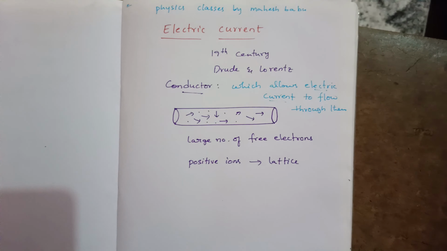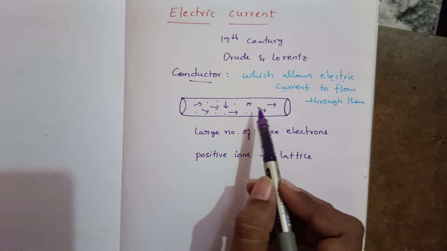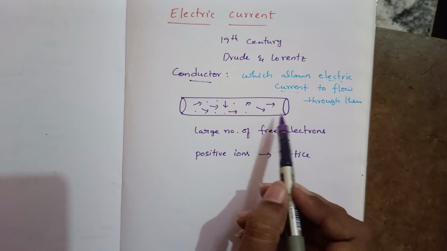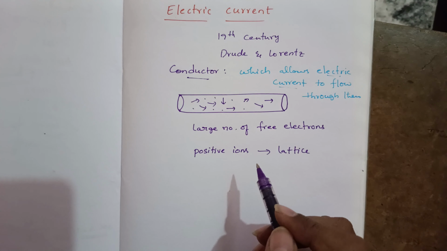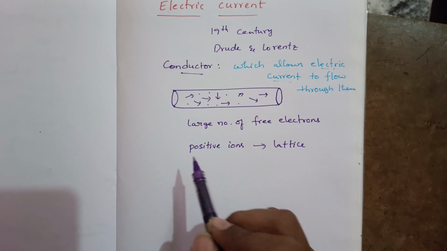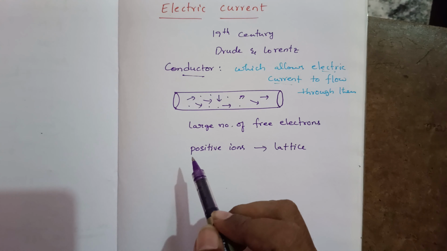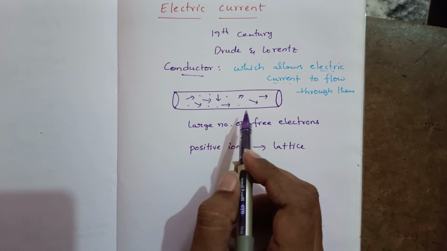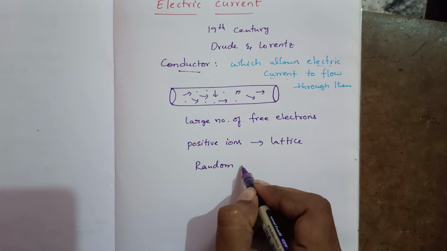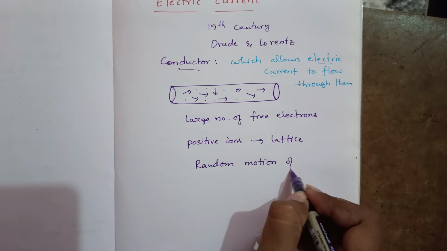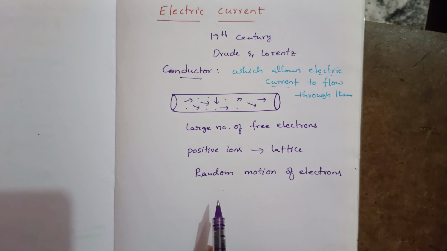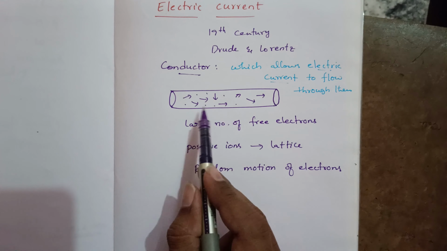Now here electrons are moving in their own direction. One is going up, one is coming down, one is going straight, one is coming down. Like that they are moving, with no fixed direction. When it is in the open circuit, not connected to the battery or source, this is known as random motion of the electrons. Random motion of electrons means no specified direction.